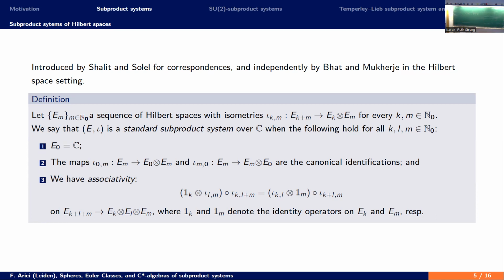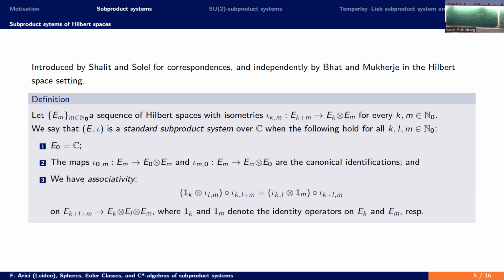And then we have associativity, which is described in that formula there. What I mean is the following. If I have E(k+m+l), I can map it to E(k+m) tensor El, but I can also map it to Ek tensor E(m+l). And each of those now maps to Ek tensor Em tensor El, and it shouldn't matter in which way I do this. And this is exactly the identity that I wrote there.